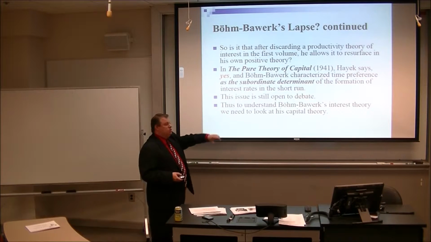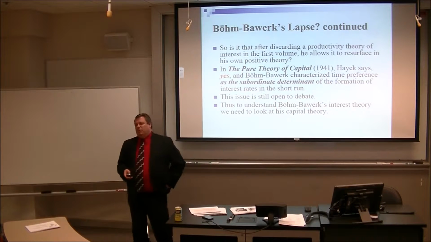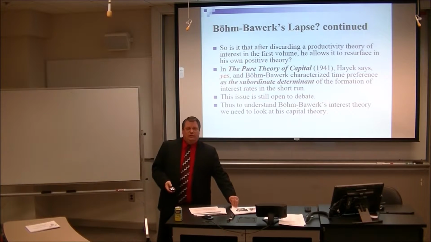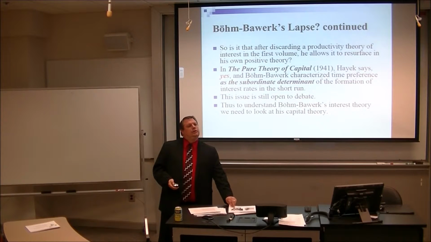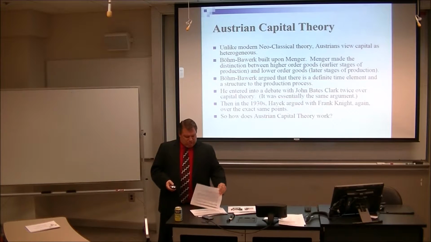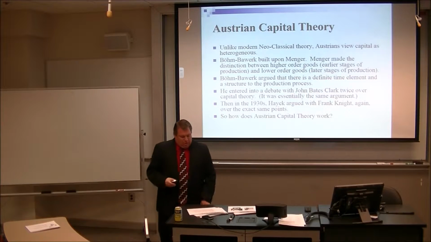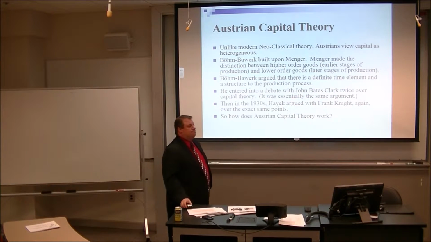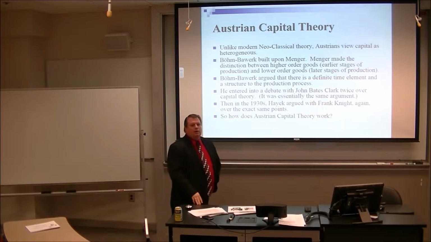So, to understand von Bauer's interest rate theory, we need to talk more about productivity and capital theory. So, where do we start? Well, we start, hold on here. Looks like a page did not come out. Oh, wait, hold on. Here's my page. Okay, so unlike modern neoclassical theory, Austrians view capital as heterogeneous. Okay? What does that mean? Well, we're building on Menger. We talked about Menger last time.